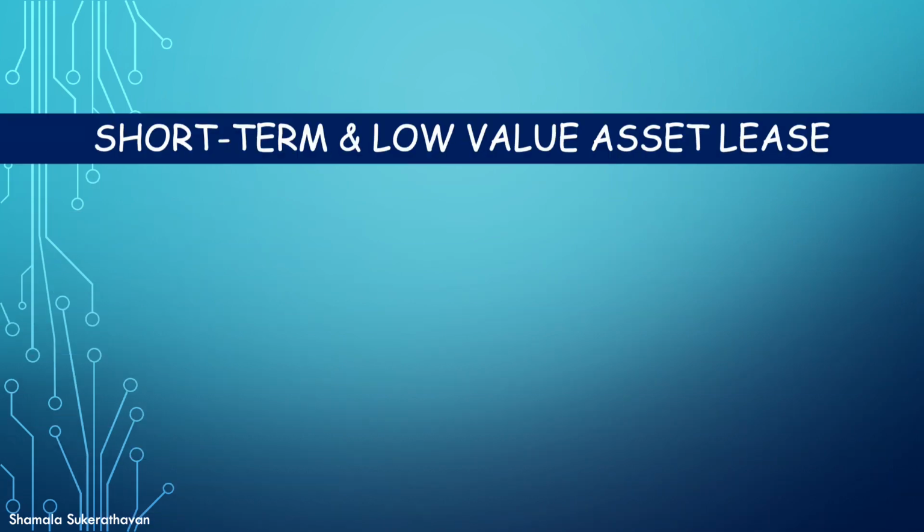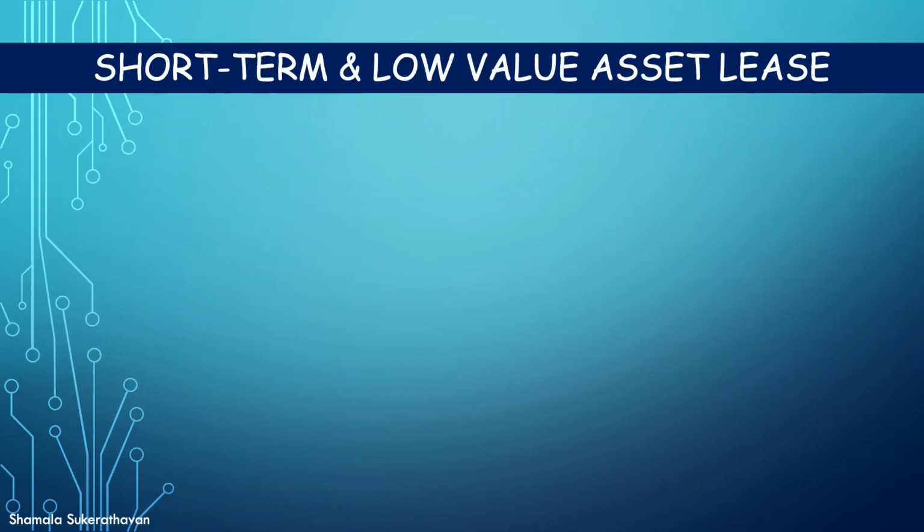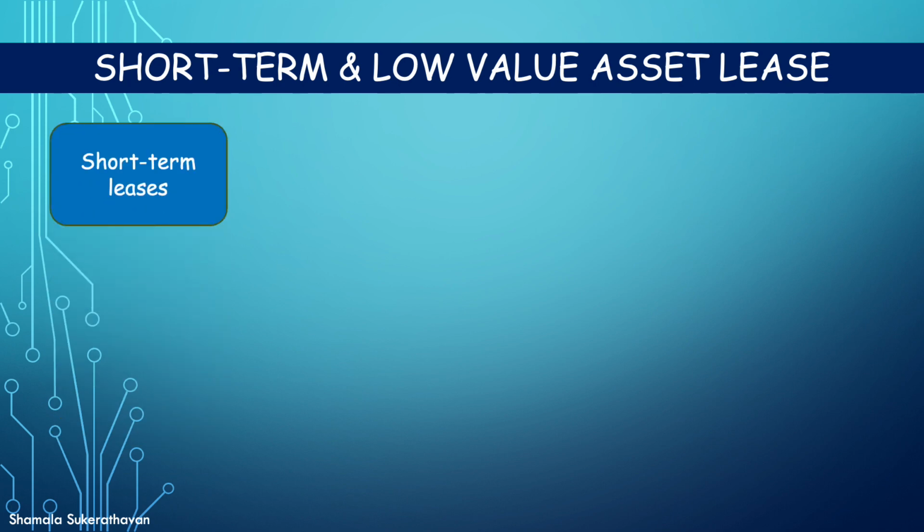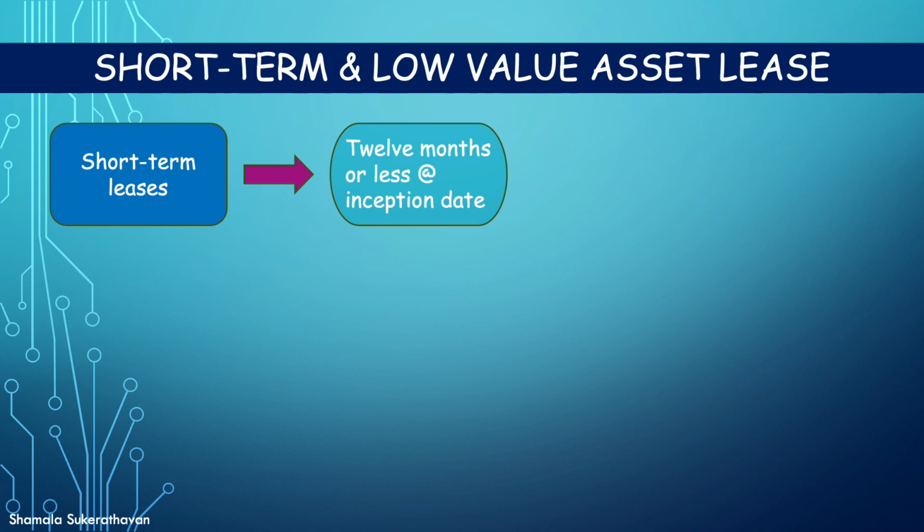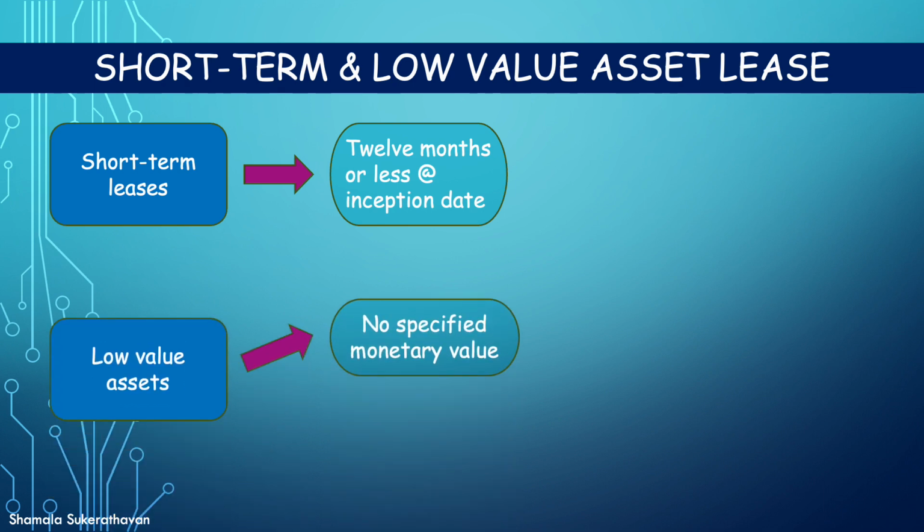Next, we will look at short-term and low-value asset leases. A lease is short-term if the lease term is 12 months or less at inception date. IFRS 16 avoids specifying a particular monetary amount below which an asset would be considered low value. However, IFRS 16 states tablets, small personal computers, telephones, and small items of furniture as examples of low-value assets. The assessment whether an asset qualifies as having low value should be based on its value when new.